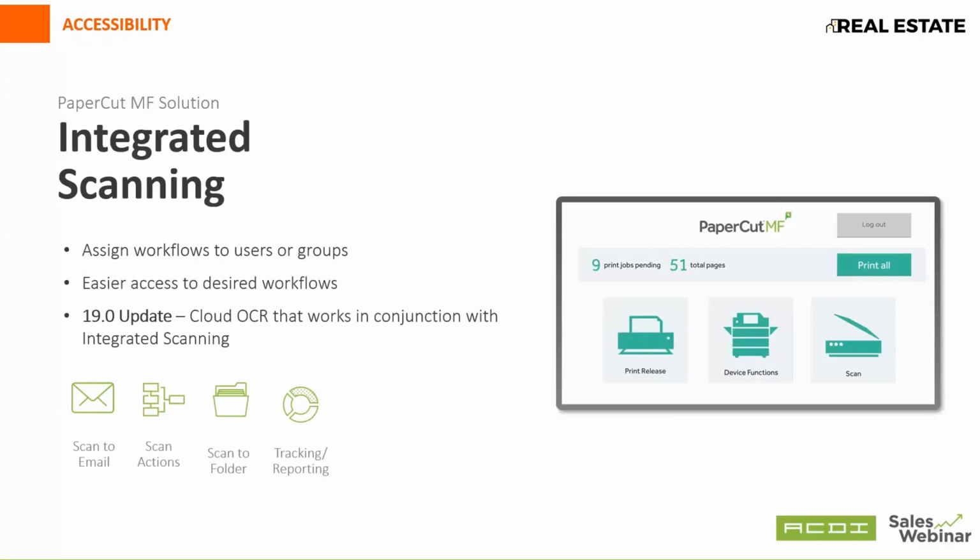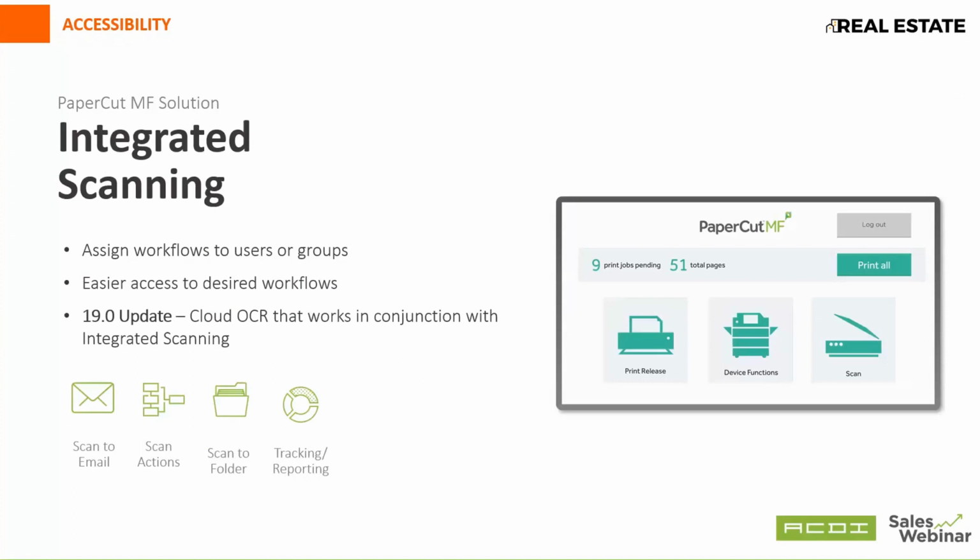So once you select scanning, what could that person see? Well, scan to email, scan to a folder, scan to cloud, Dropbox, Box, OneDrive, Google Drive. There's many of those. Evernote now, pCloud. Those are a couple that have been added in version 19.0.